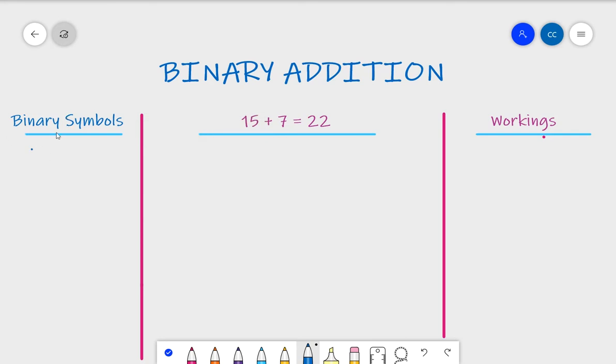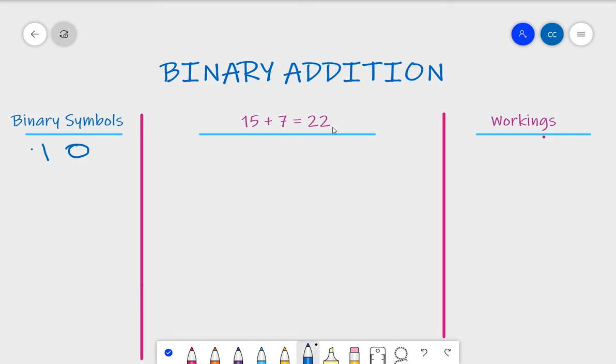So we know there are only two binary symbols. In the binary number system, we have a 1 and a 0. That's all there is. So that means that every number that we create in binary is composed of a series of 1s and 0s.